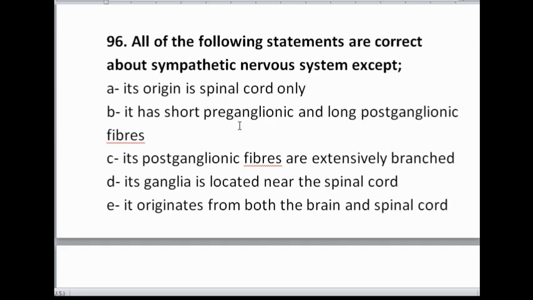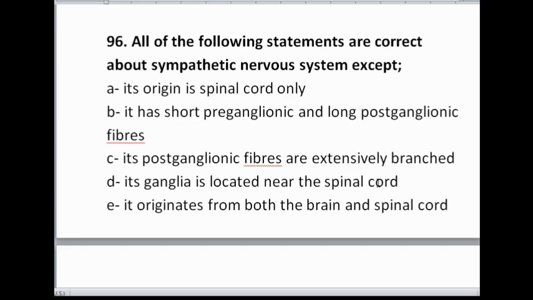It has short preganglionic and long postganglionic fibers. This is also true. Its postganglionic fibers are extensively branched. This is also correct about the sympathetic nervous system. Its ganglia is located near the spinal cord. Since its preganglionic fibers are short, the ganglia is located near the spinal cord. So option D is also correct.